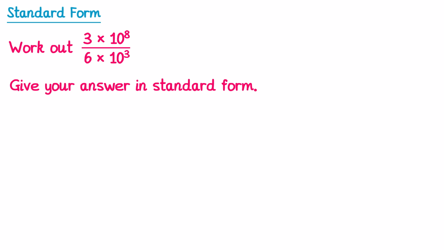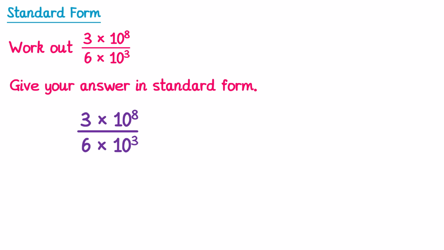Now let's try this question. Now this one does look a little bit different, but it's still a division. When you write a fraction, you're really just saying the top number divided by the bottom number. So this is the same as 3 times 10 to the 8 divided by 6 times 10 to the power 3. But as it happens, it's actually easier to think of this question in a fraction form. So let's write it out.